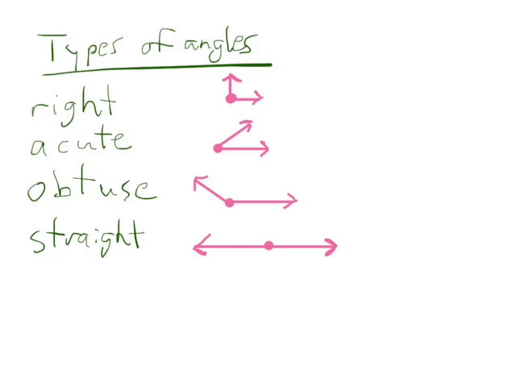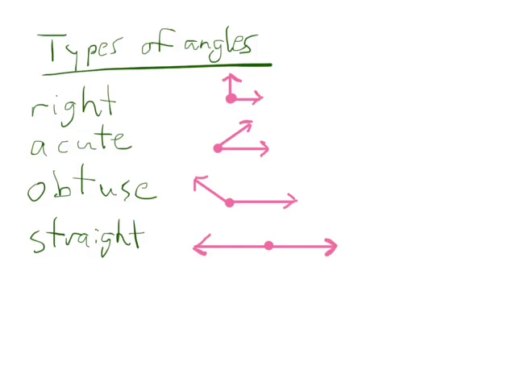Acute would be something that is less than 90 degrees, so smaller than 90 degrees. So an angle like this right here. Obtuse, an obtuse angle we see right here, it's bigger than 90 degrees. Okay? And then a straight angle is just how it sounds. It's an angle that creates a straight line. So an angle like this would be a straight angle, and a straight angle has a measure of 180 degrees.